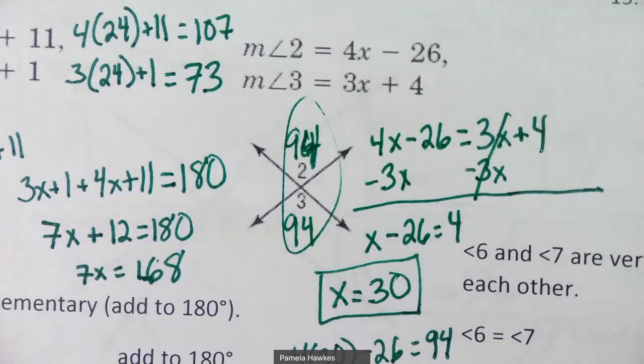So that's how we do those problems. All right. You have to look for how they're related to each other. What kind of angles are they? Then I set it up based on what kind of angles they are. Okay. If they're equal, I set them equal to each other. If they're supplementary, then what?